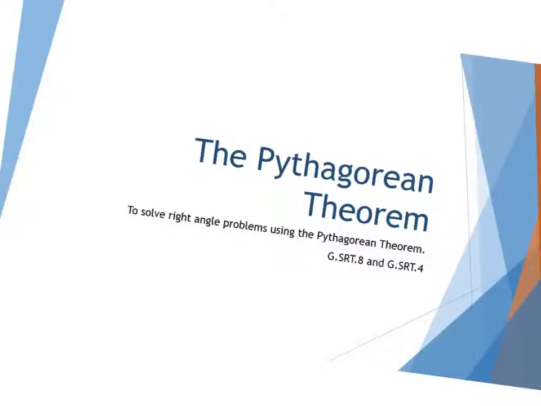This lesson is about the Pythagorean Theorem. The goal is to solve right angle problems using the Pythagorean Theorem. The standards are geometry, similarity, right triangles, and trig number 8, and geometry, similarity, right triangles, trig number 4.